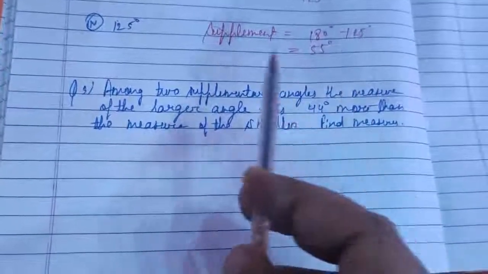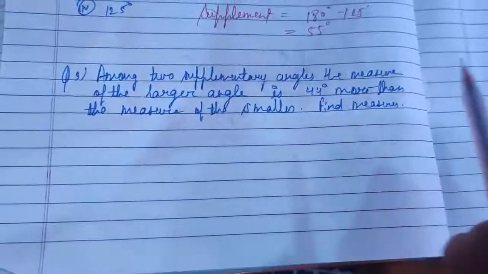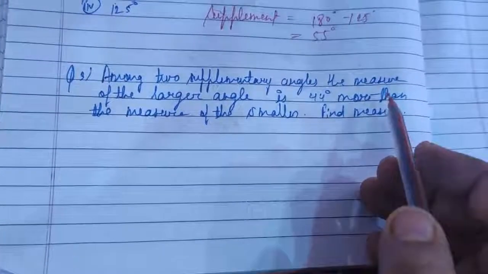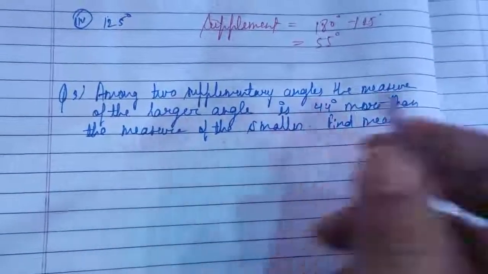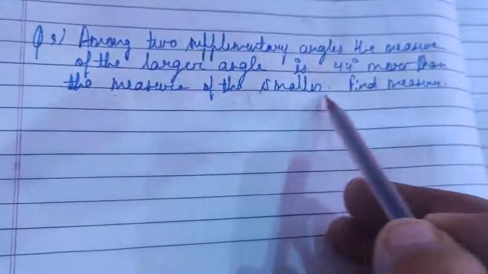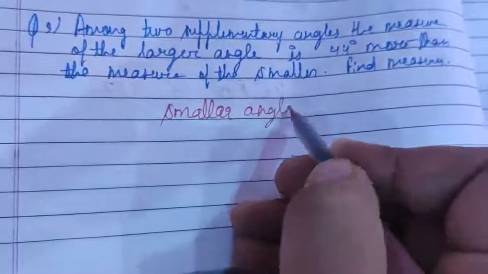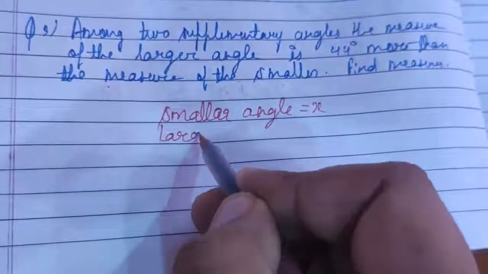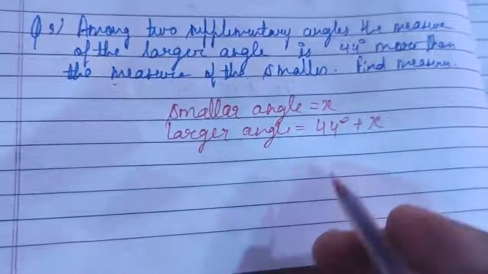Now here among two supplementary angles, the measure of the larger angle is 44 more than the measure of the smaller angle. So here we will take a smaller angle as x and the larger angle is 44 degrees plus x, because it is 44 more.